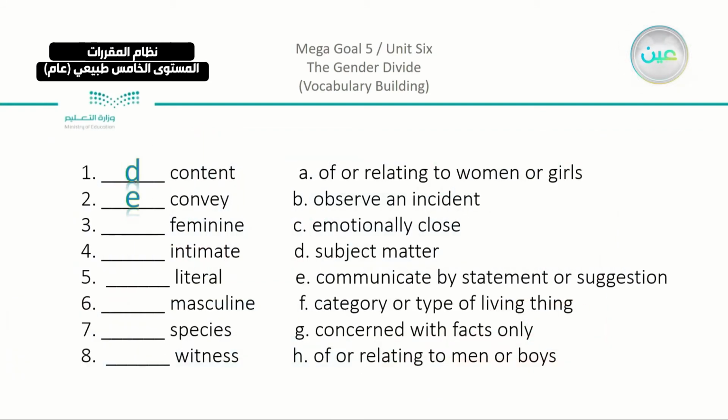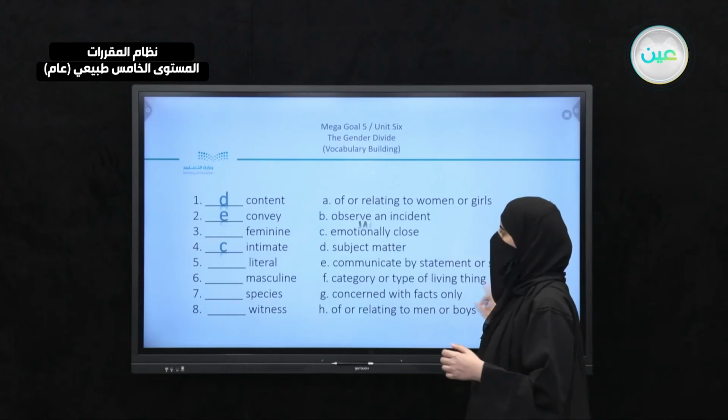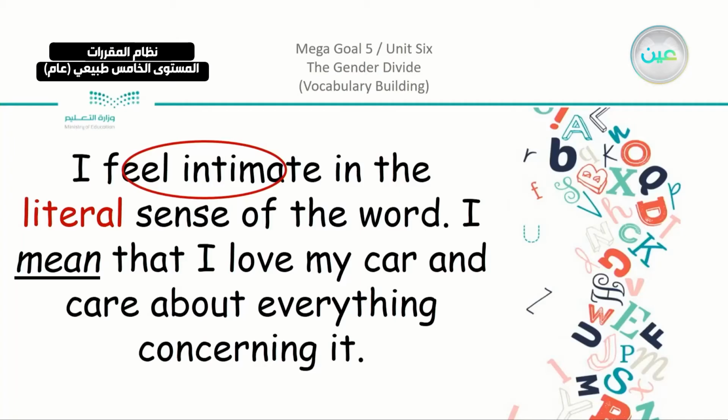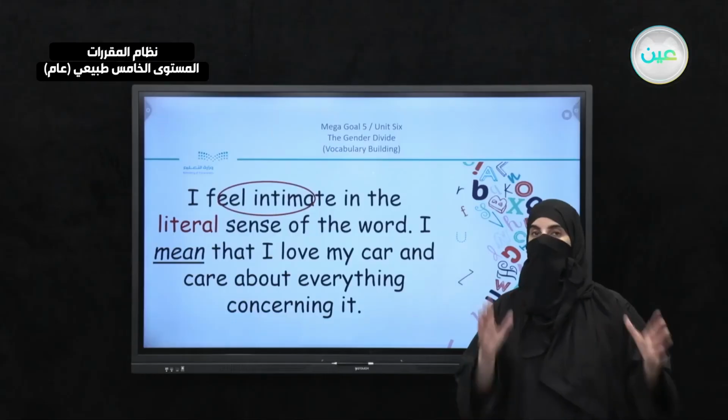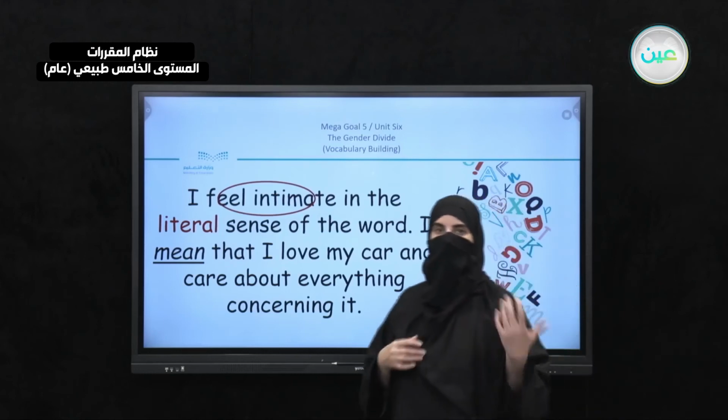When I say that I love it, we can relate immediately to C, which means emotionally close. Something that is close to me, something that I have emotions for, or a person. I feel intimate in the literal sense of the word. I mean that I love my car and care about everything concerning it. So when I say that I feel intimate, it means that I really care about my car. I love it. I take care of it. I take it all the time to inspect and see if there's something wrong with it.